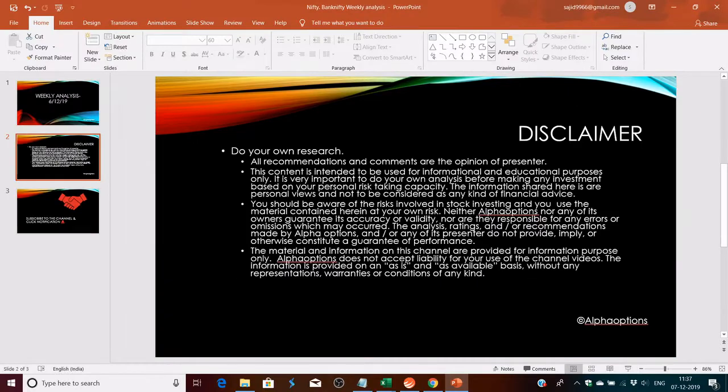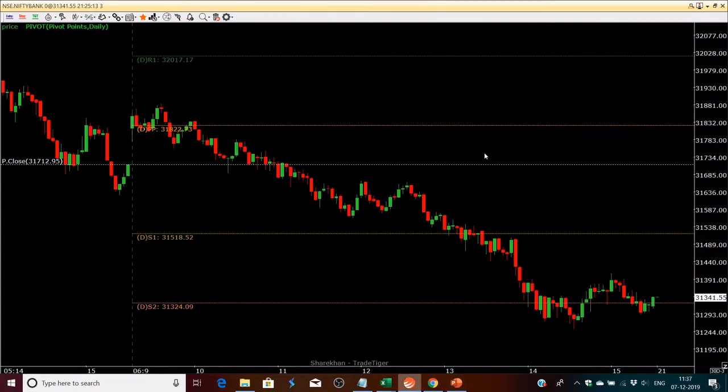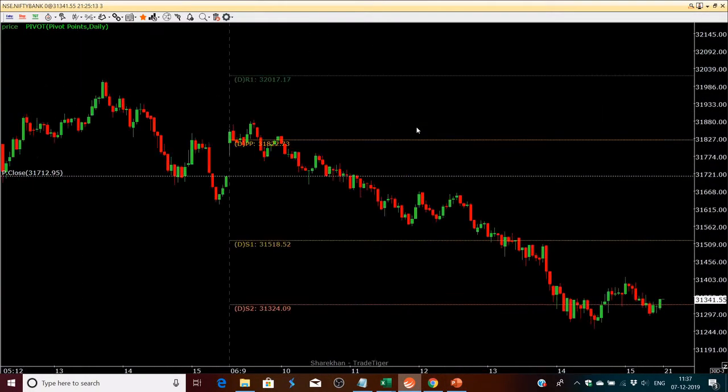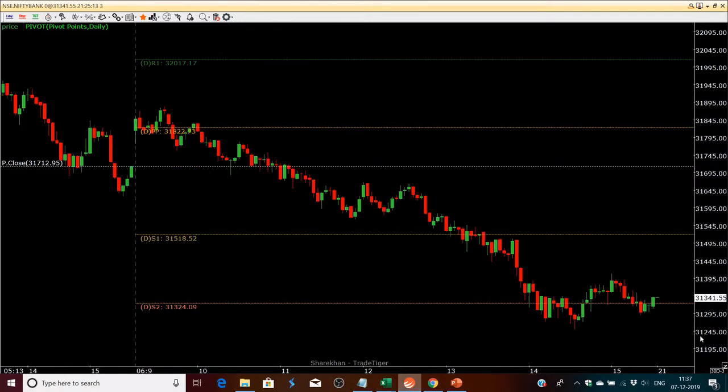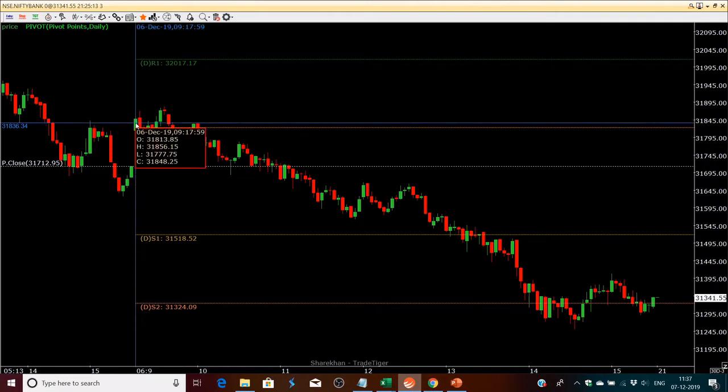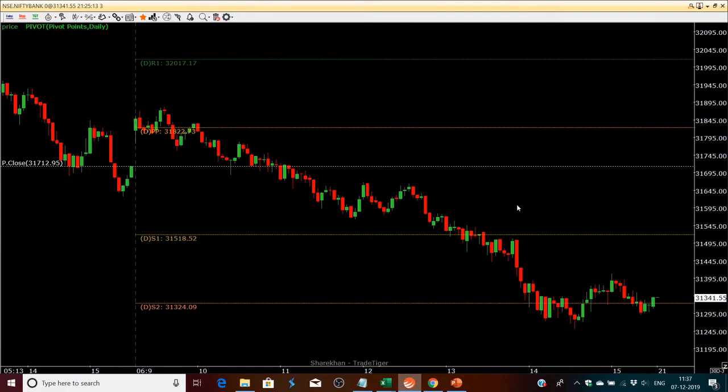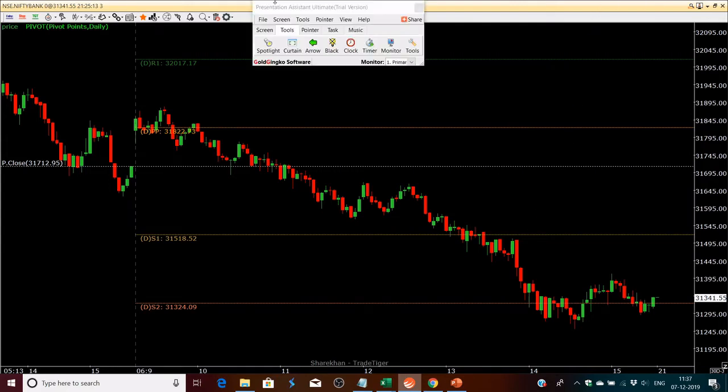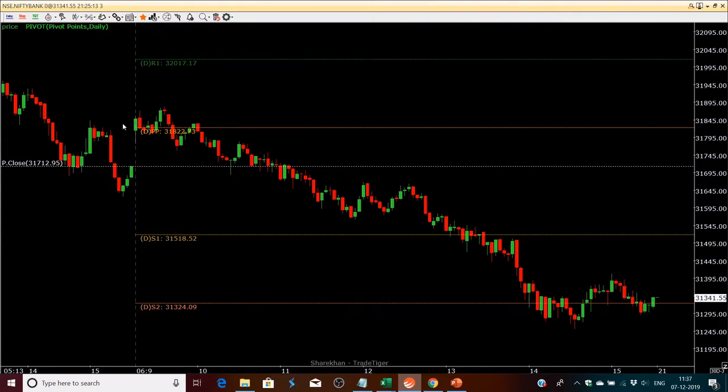Okay, so let's jump onto the charts today directly. So this is the Bank Nifty chart on 6th of December. As you can see, this is the 6th of December 3-minute time frame chart. You can see the trend was down. The movement was very straightforward, and it was a clear trend down.